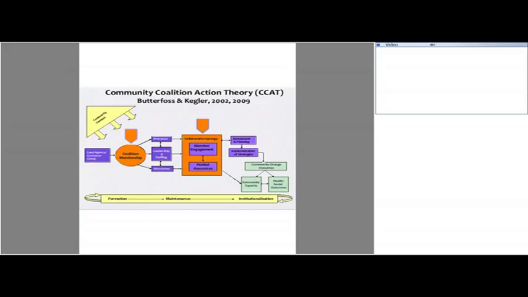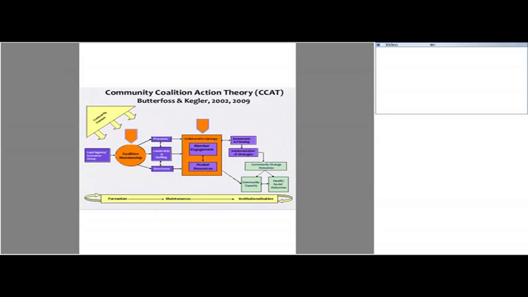And the reason I want to mention this is not to give you the dizzying play-by-play of how this theory and this framework plays out, but I want you to think through as we move from left to right across this graphic here, we start to really build the coalition itself.